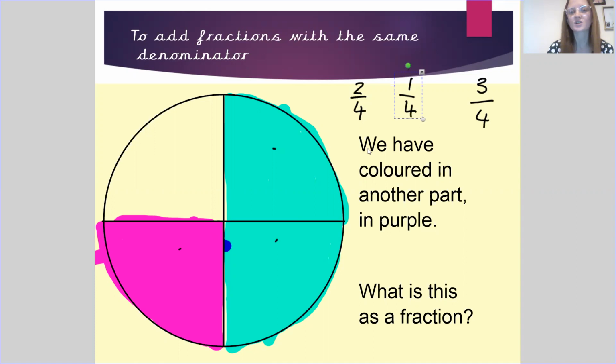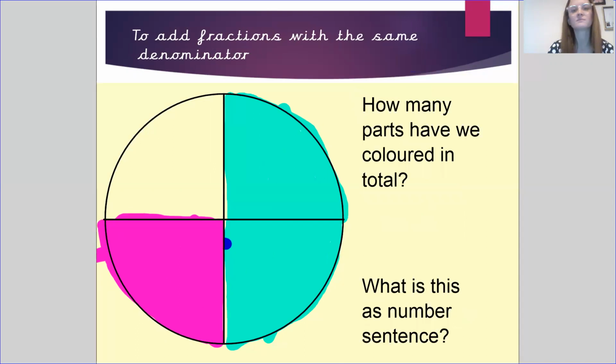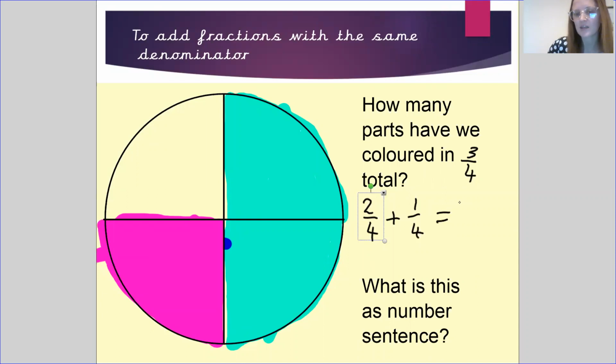But if we look at them all together, we can see that 3/4 has been colored in. So what fraction is this? So 2/4 are blue, 1/4 is pink, but there are 3/4 that are colored in. So how many parts have we totally colored in? We can say 3/4. What is this as a number sentence? So your number sentence would be the following. You would have your 2/4 that are blue, you would add your one quarter that was pink, and you would get a total of three quarters are colored in.